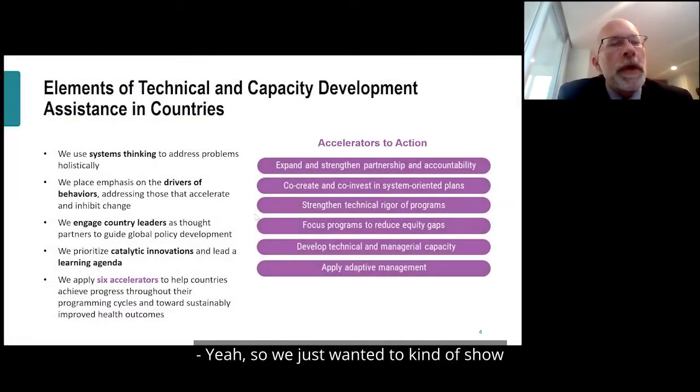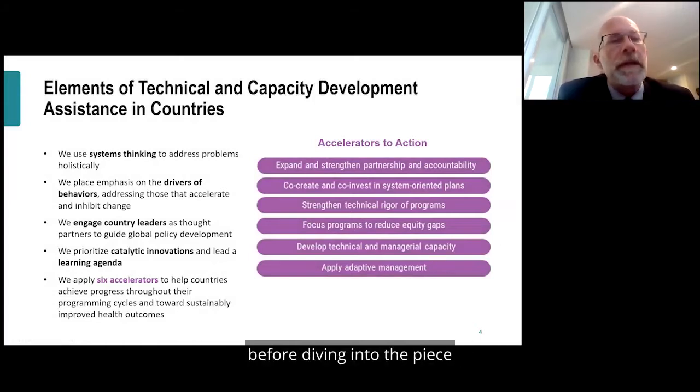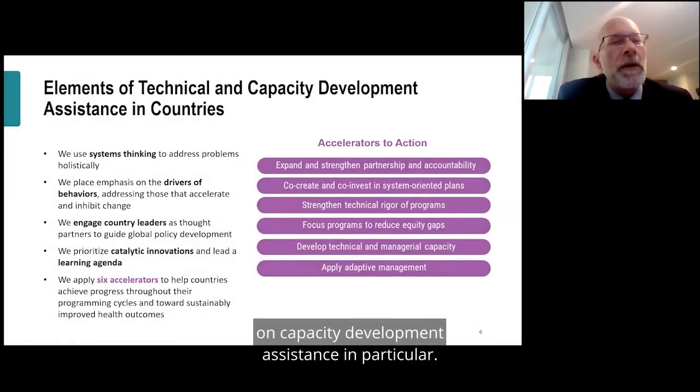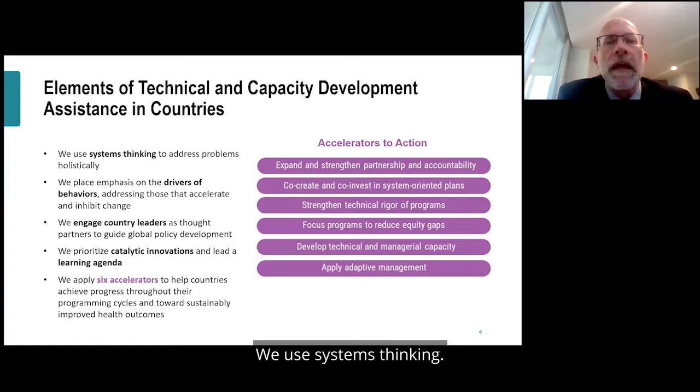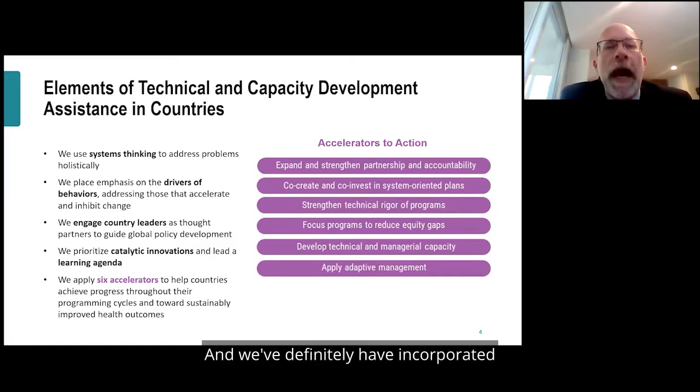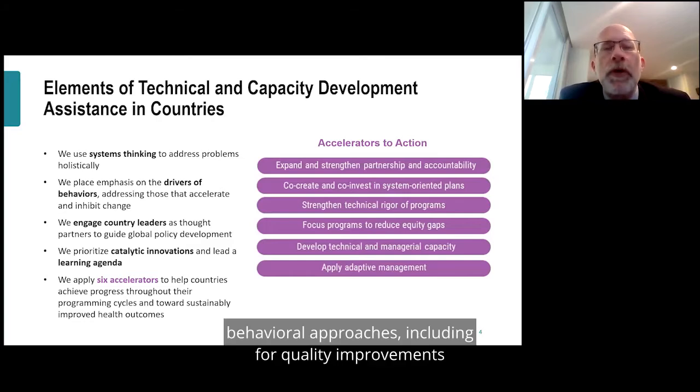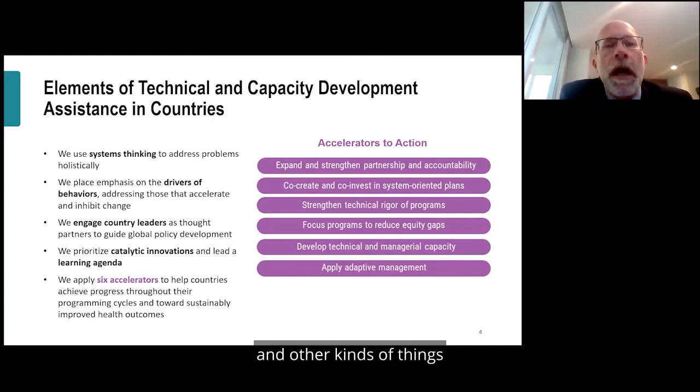Yeah, so we just wanted to show a little bit about our project first before diving into the piece on capacity development assistance in particular. We have several cross-cutting approaches, which you can see on the left of this slide. We use systems thinking, and we've definitely incorporated behavioral approaches, including for quality improvement and other things where maybe a behavioral approach is not quite as traditional.